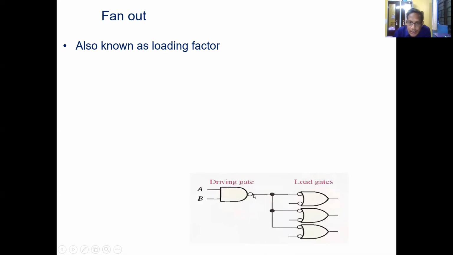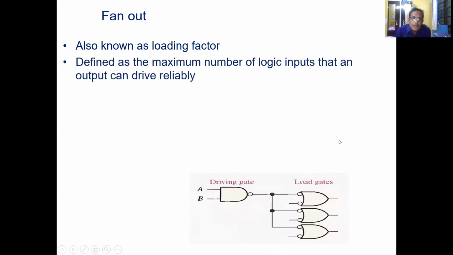Okay, so in this case, what is the current there? That current will drive the number of gates, which can be obtained by using the fan out. So the definition of fan out: it is also called a loading factor. This is the driving gate, and this is the loading gate. That's why it's called a loading factor. It is defined as the maximum number of logic inputs that an output can drive reliably. As I said earlier, this is nothing but the fan out of the particular gate.